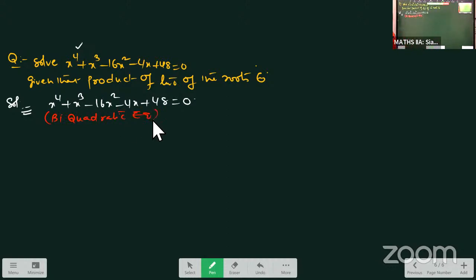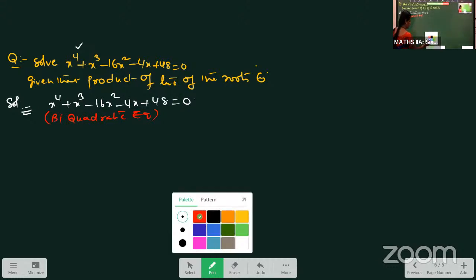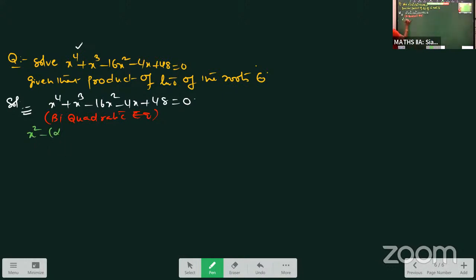So a biquadratic equation means it is a combination of two quadratic equations. What are those two quadratic equations? We have to split it right now. Both are combined here and we have to split and then find the factors for that. Then see how to write down a biquadratic equation: x square minus (alpha plus beta) into x plus alpha beta, into x square minus (gamma plus delta) into x plus gamma delta is equal to 0. This combination of two quadratic equations gives this.